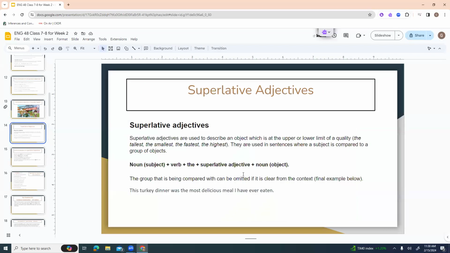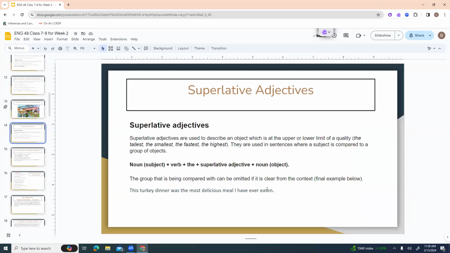The other thing that goes along with comparative adjectives is superlative adjectives. Superlative adjectives are used to describe an object which is at the upper or the lower limit of a quality. The tallest, the fastest, the smallest, the highest, the most expensive, the least expensive. And they're used in sentences where a subject is compared to a group of objects, more than two, three or four, could be a whole lot more.